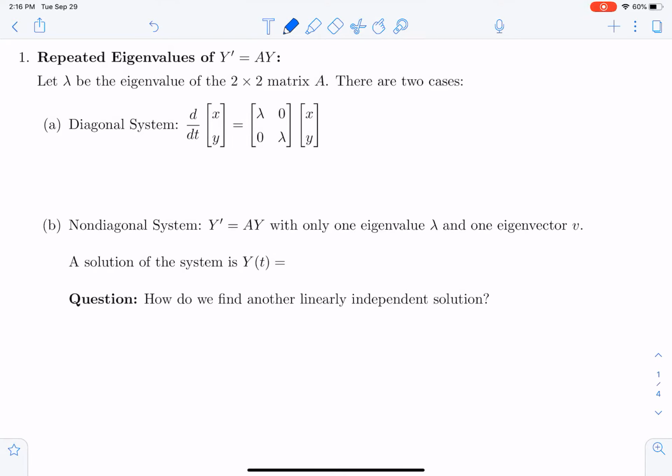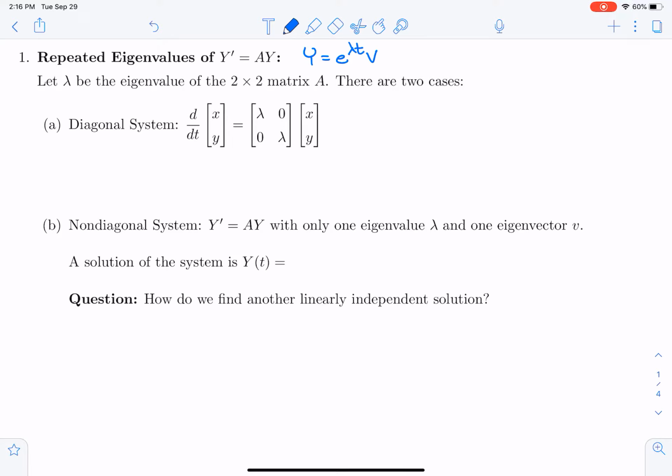Previously, we have looked at solutions to the system of differential equations y prime equals A times y. Now, solutions looked like y equals e to the lambda t times v, where lambda was an eigenvalue of A and v was an eigenvector of A. We looked at some specific cases for 2 by 2 matrices A.